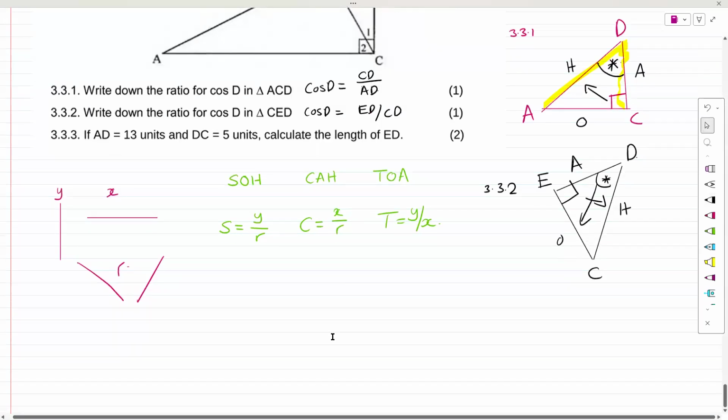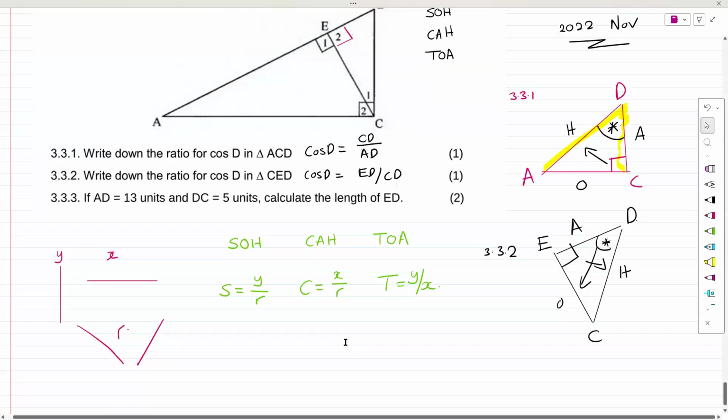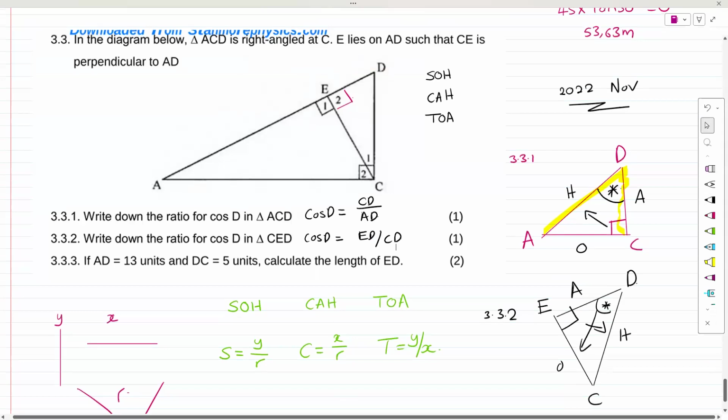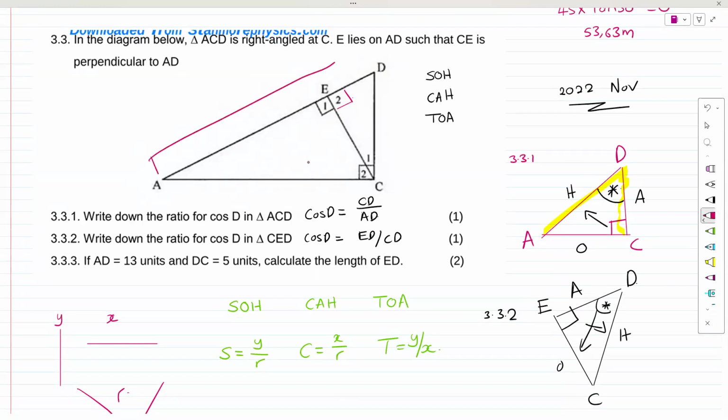The last one: if AD is equal to 13 units, and DC is equal to 5 units, what is the side length of DE?